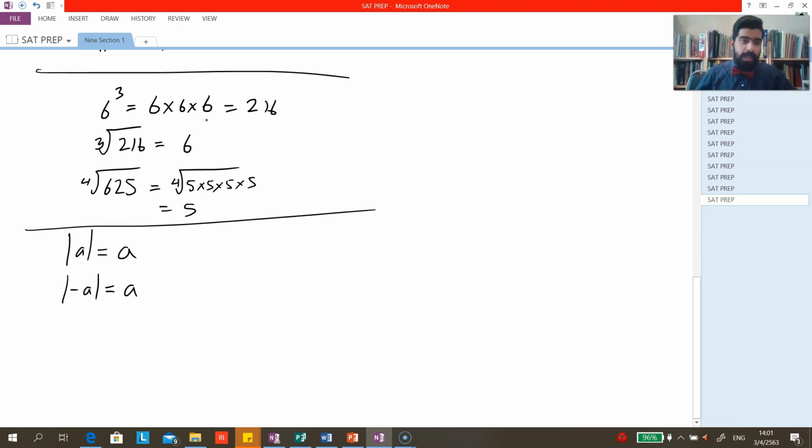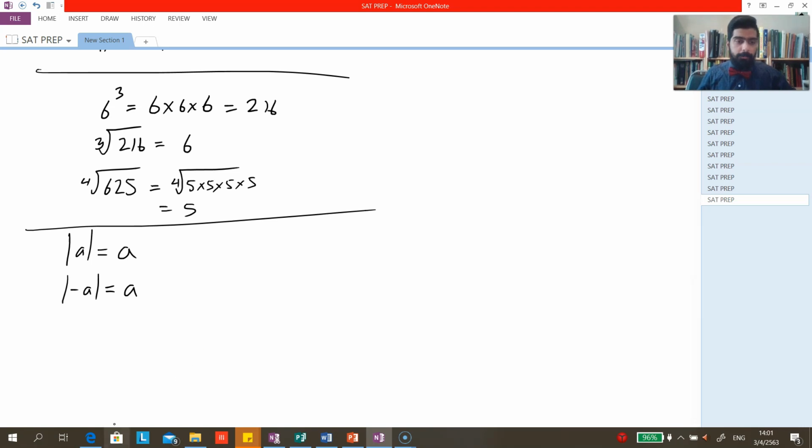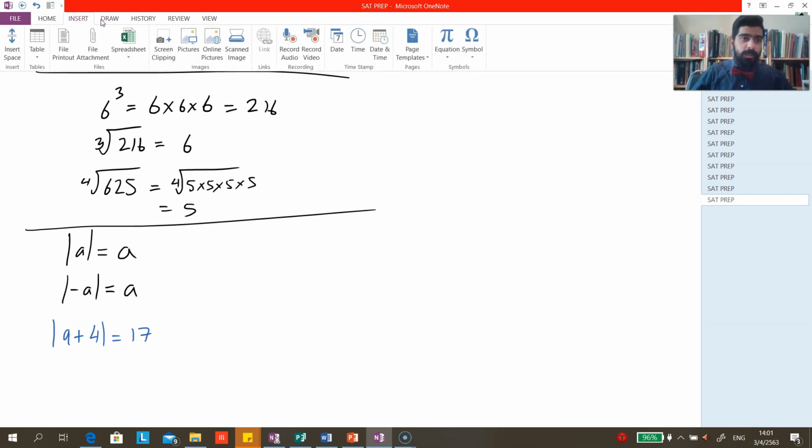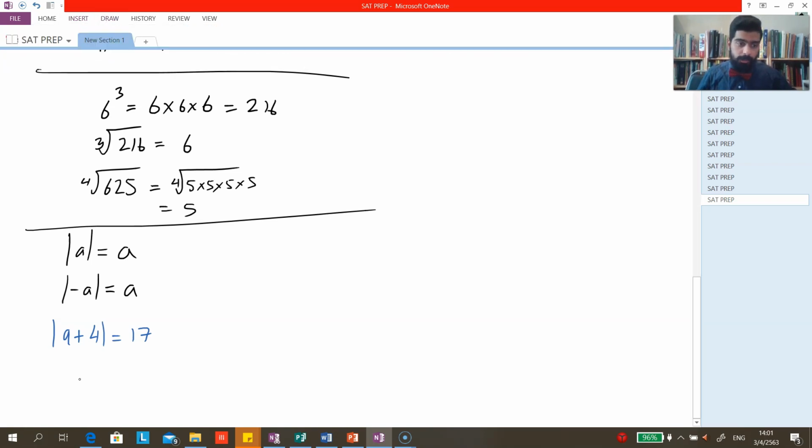Now let's say we have a question. Let's say I have the absolute value of A plus 4 is equal to 17, and they're telling us to find the value of A. In this case, we can write it as two equations, right guys? Because we know the absolute value of a negative will also be positive. So we know that A plus 4 is equal to 17. This is the first equation, and A plus 4 is equal to negative 17.